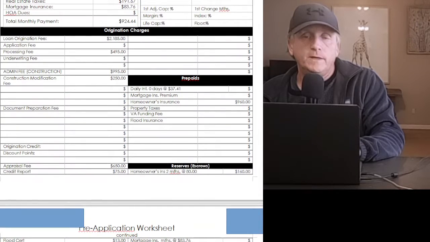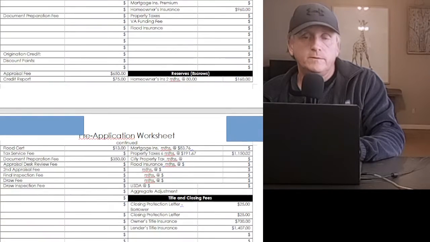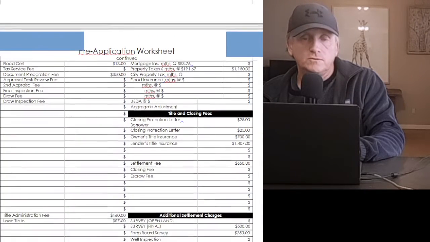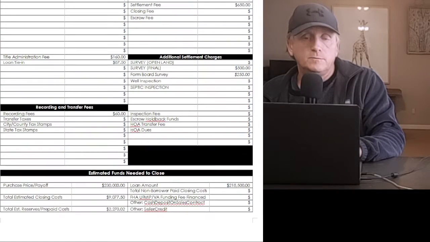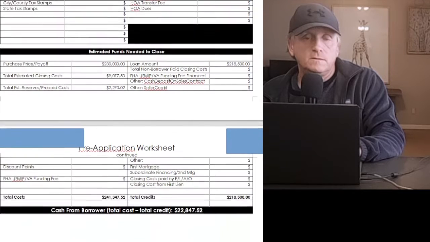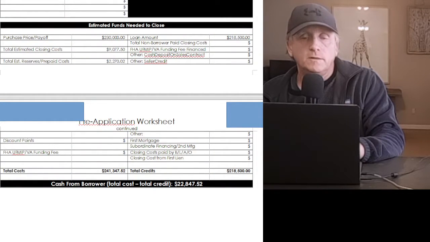I don't even begin to understand what some of these are. I'm not a financial expert, nor do I play one on television, but you can kind of push pause there and take a look. But the bottom line here is $22,000 out of pocket.